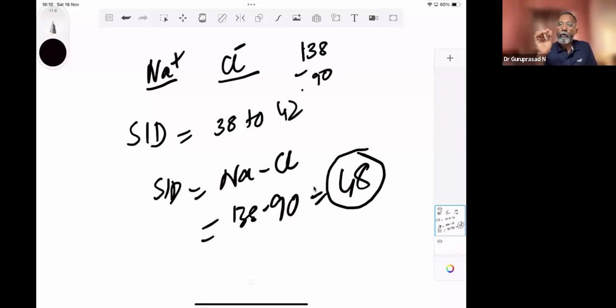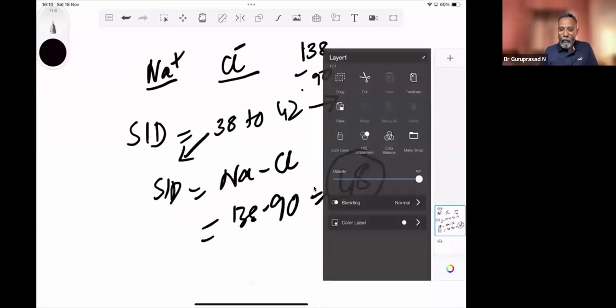Without doing any of those calculations, you can say if the strong ion difference is more than 42, that means there is an associated metabolic alkalosis. You do an anion gap, and then you do a strong ion difference. If it is more than 42, there is an alkalosis. If it is less than 38, there is an acidosis. So I'll give you one more example.